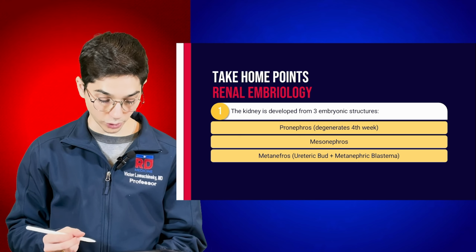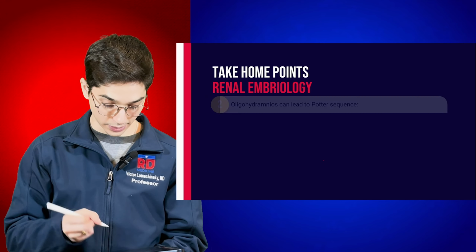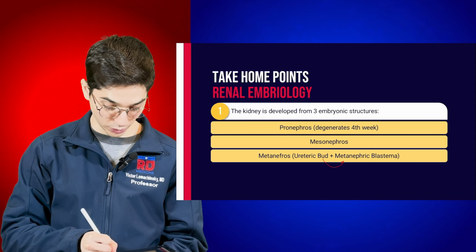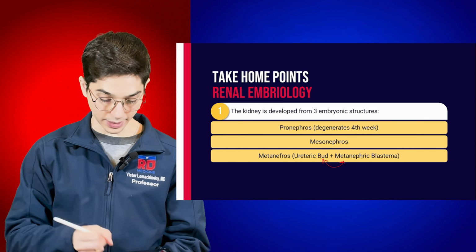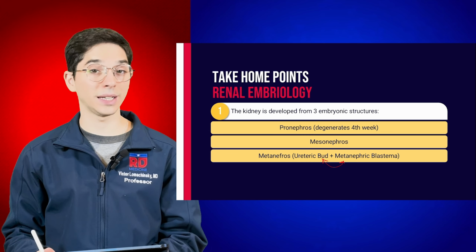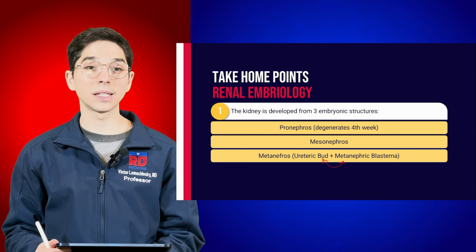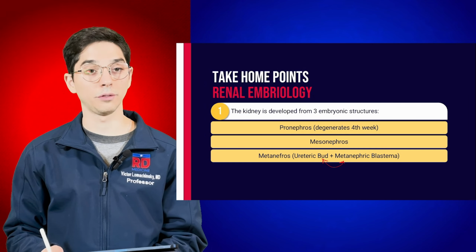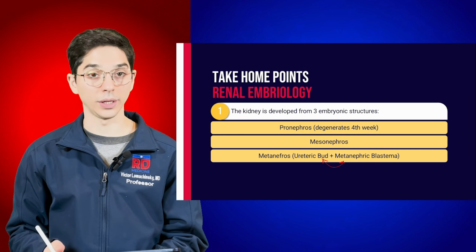Just also make sure to remember that this interaction between ureteric bud and metanephric blastema is called reciprocal induction, and that is critical for kidney development. Failure in this process can lead to renal agenesis.